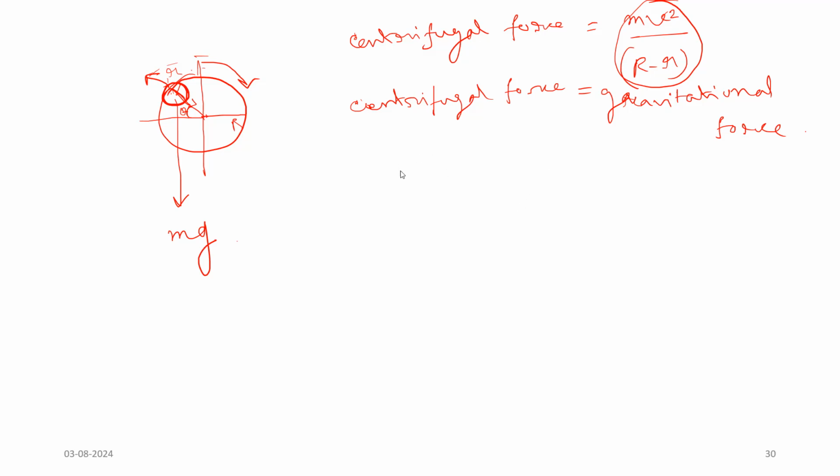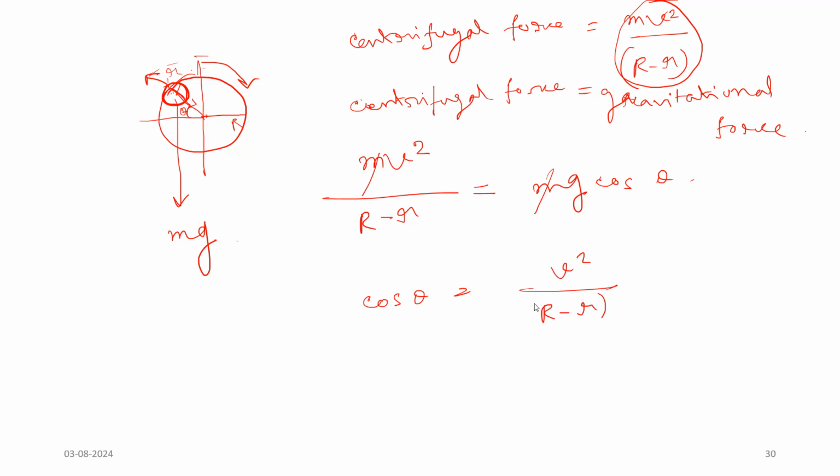Okay, so now let us simplify the expression. Here the centrifugal force is mv square by R minus r, and the gravitational force is mg. Not only mg, because it has some angle with the ball center, so it is along theta, so it will be mg cos theta. So what is the expression of cos theta? The m will be cancelled out. It will be v square by R minus r into g.